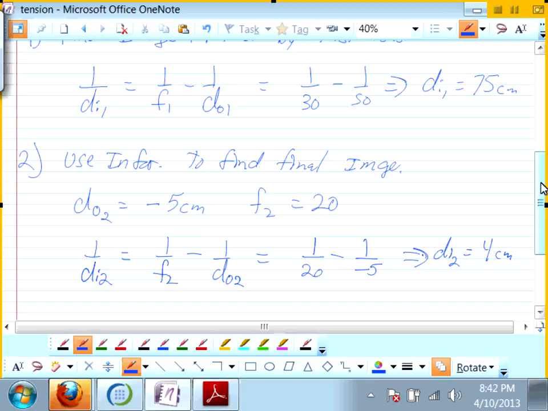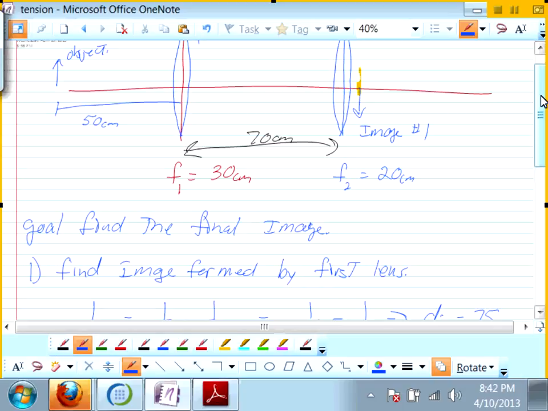So now I want to put that in the diagram. Well, 4 is right about there. Is it a real image or a virtual image? It's on the side of the outgoing light, so it's a real image. Light really gets there.